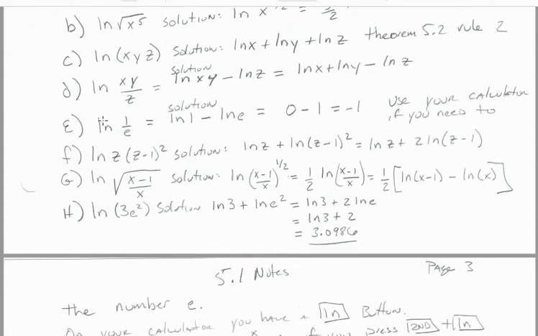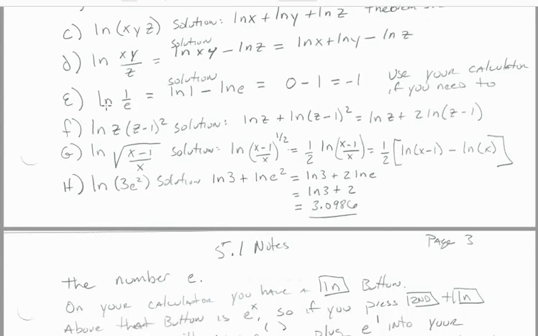Example D, we did one similar to this early on in the video. We have the natural log of xy divided by z. Undo the division first, so we rewrite that as natural log of xy minus natural log of z, and then that xy is multiplication, so we can undo that with addition. So we end up with natural log of x plus natural log of y minus natural log of z. Okay. Part E, we have the natural log of 1 divided by e.